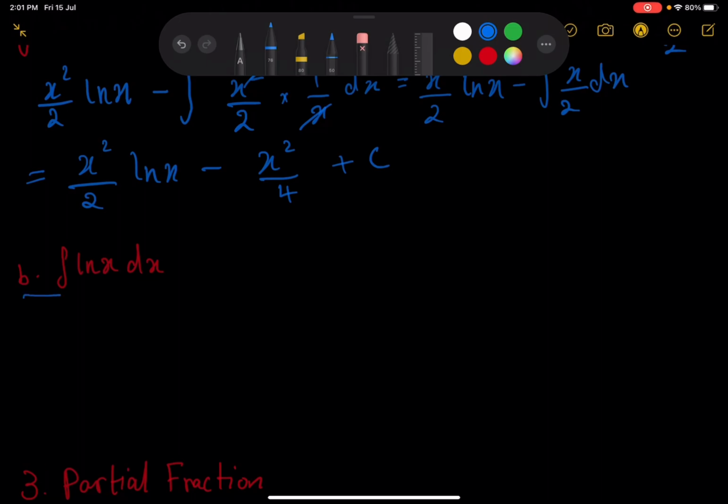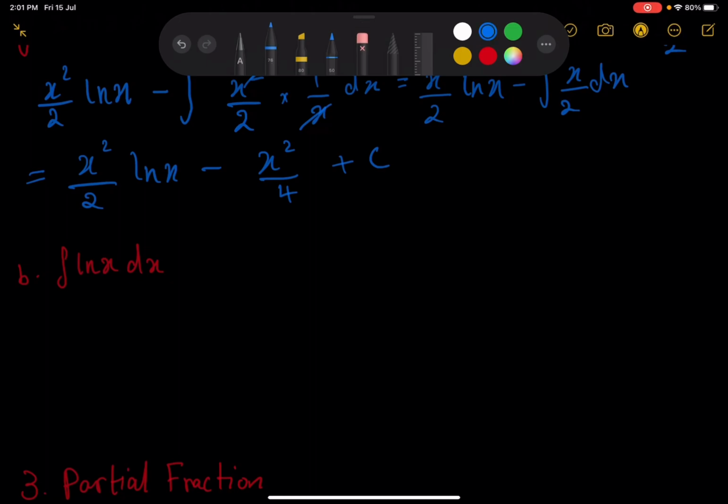So for example, this problem, try to pause the video and solve it yourself using first substitution, and then if it didn't work, go and try it by parts. This is so important, as you're gonna understand and decide when to use by parts and when to use substitution, and not just only memorization. So let's do this together.